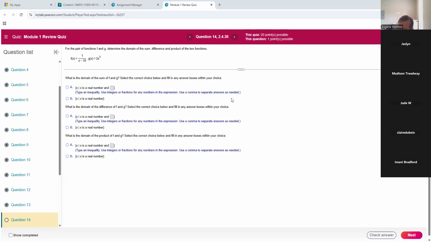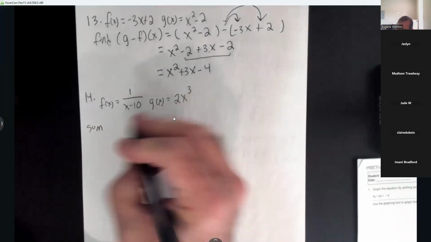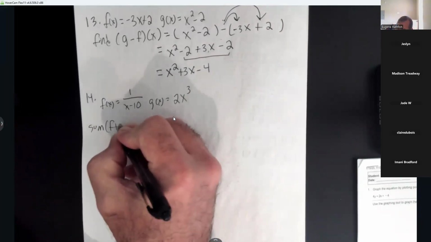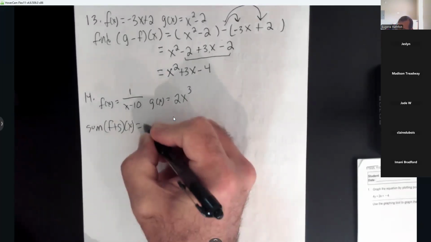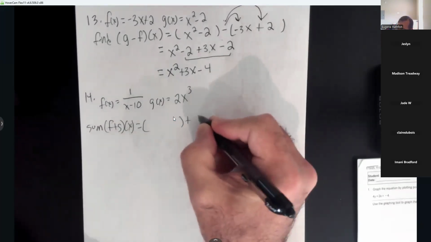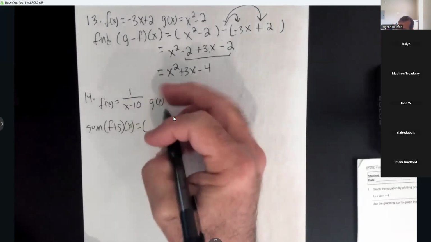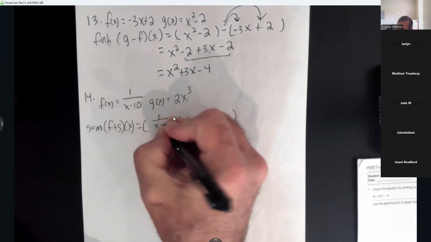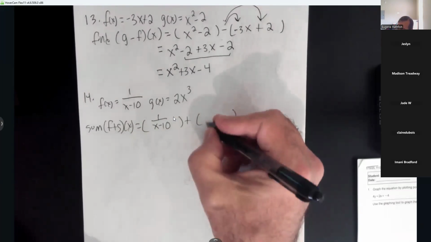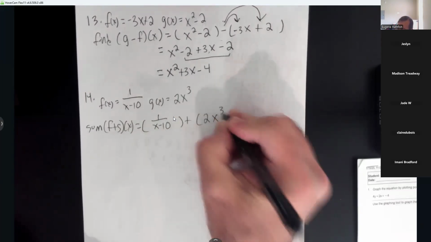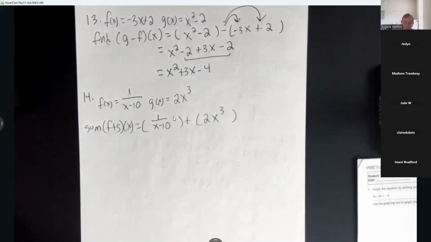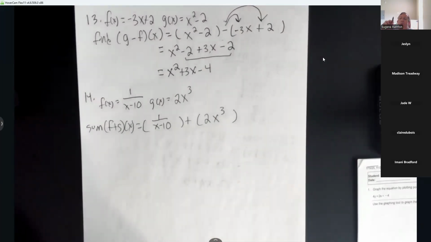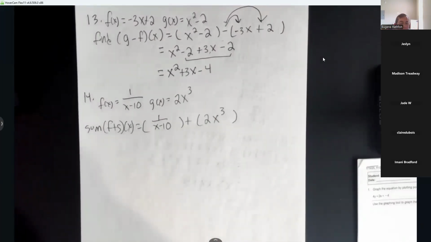First they wanted me to do the sum. So the sum is f plus g of x. So I'm going to take my f and add to my g. Well, f is 1 over x minus 10. g is 2x cubed. Let me ask y'all this. If you were to add these two functions, would there be any numbers we would have to exclude from my domain?